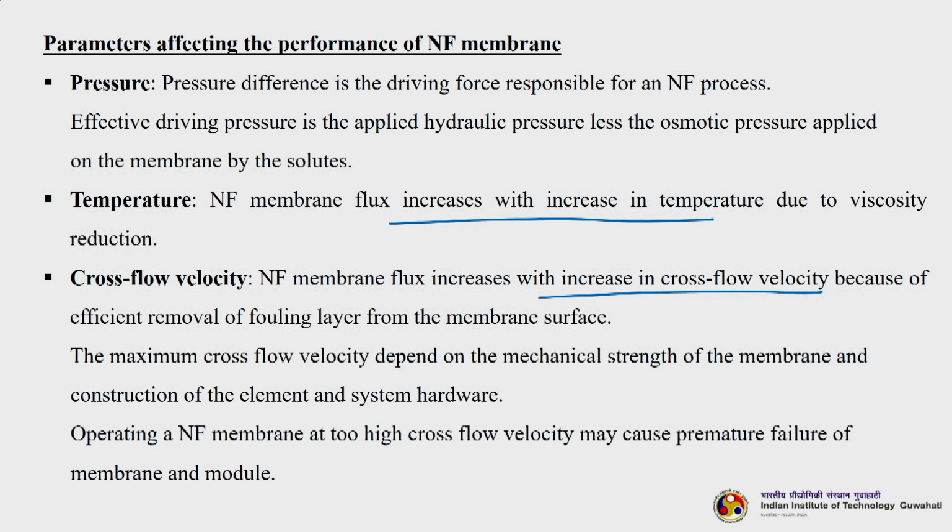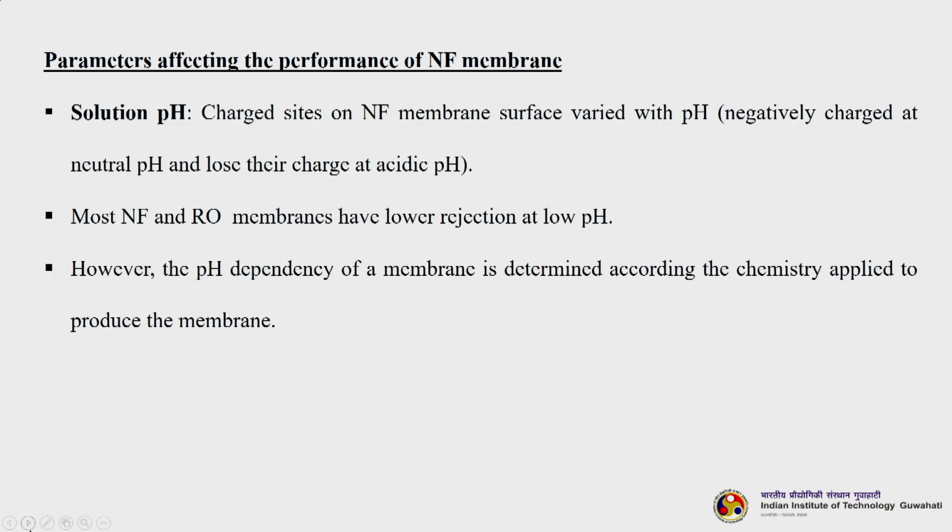The maximum cross flow velocity depends on the mechanical strength of the membrane, the construction of the element and the system hardware. Operating an NF membrane at too high a cross flow velocity may cause premature failure of the membrane and module. So, it is true that you cannot operate an NF system beyond a certain pressure, otherwise your system will fail and the membrane will rupture.